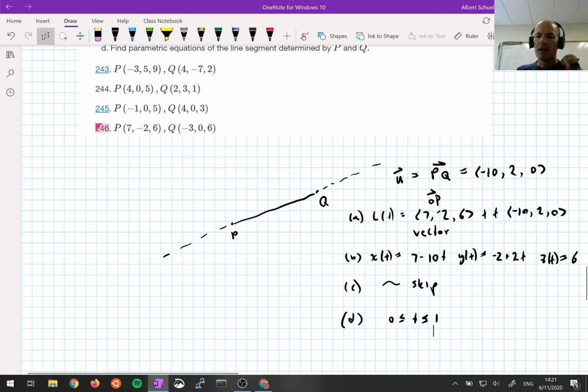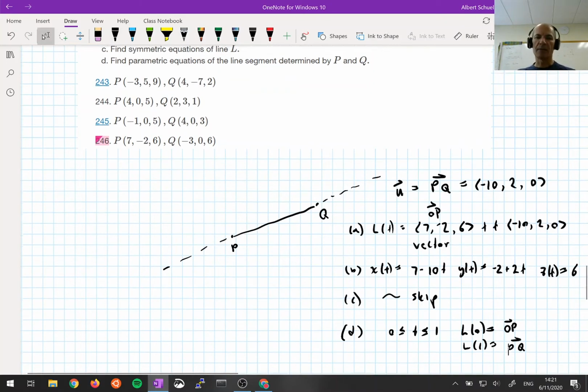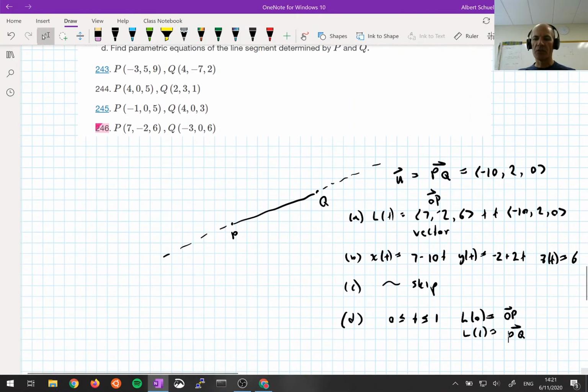If t is equal to 0, then we have the point 7, negative 2, 6, which is the starting point. And if t is equal to 1, then we have P plus the vector PQ, which is Q. So note here that L of 0 is equal to P, or again, I keep conflating these two and I'll probably get worse as the semester goes on. L of 0 is the vector from the origin to P, and L of 1 is the vector from the origin to Q. So that's what they mean in the third part there. Find parametric equations of the line segment determined by P and Q. These are the parametric equations, and all you're really asked to do is figure out what t values correspond precisely to the part between P and Q and not the part outside.